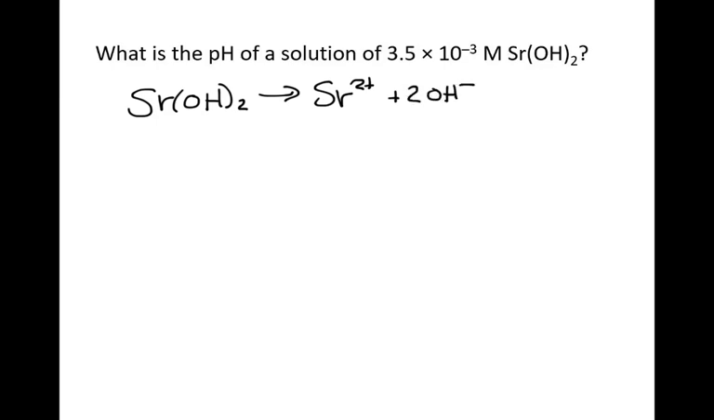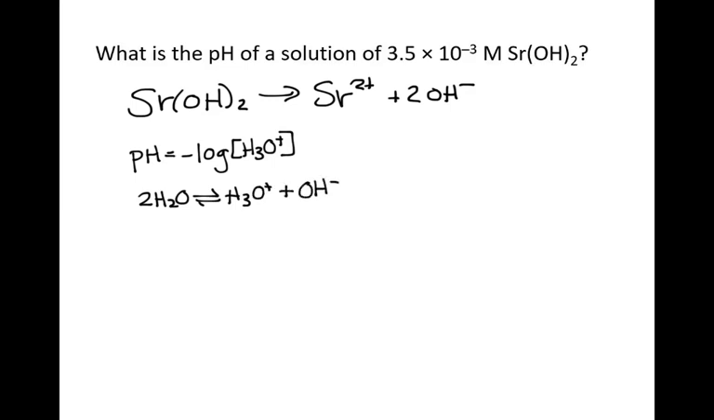Now, if we want to calculate the pH of this solution, we need the negative log of the H3O plus concentration. But H3O plus isn't in our reaction, so instead we're going to need to use the autoionization of water to help us interconvert between OH minus and H3O plus.